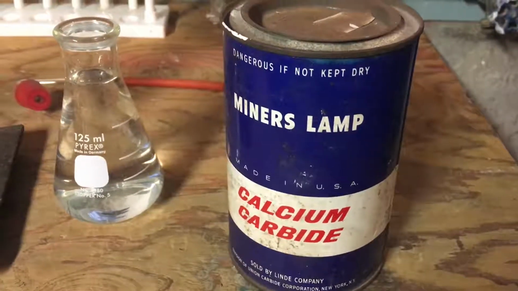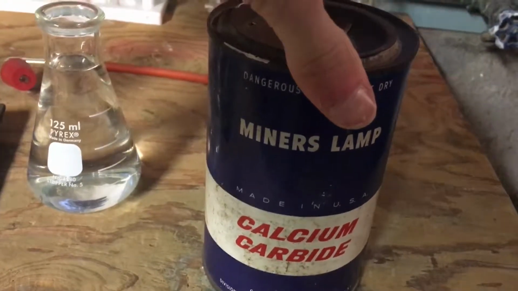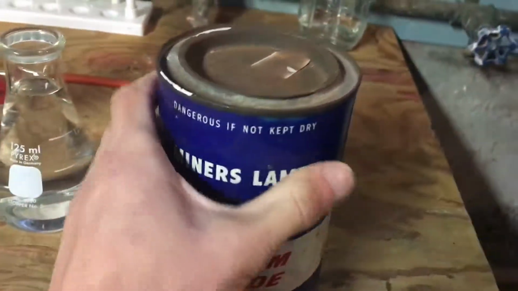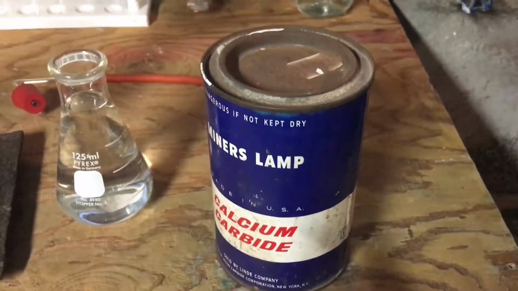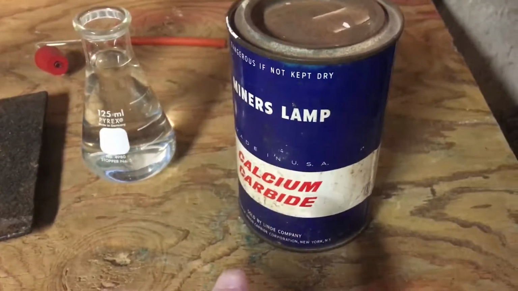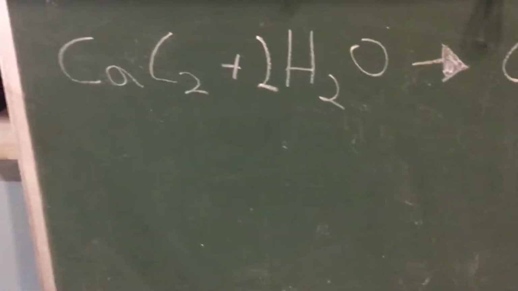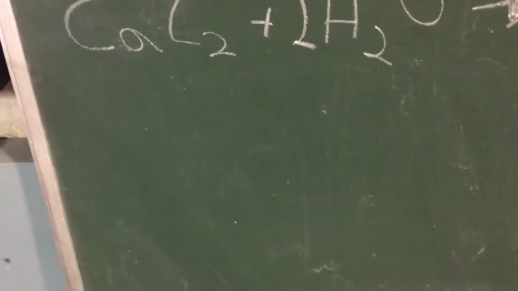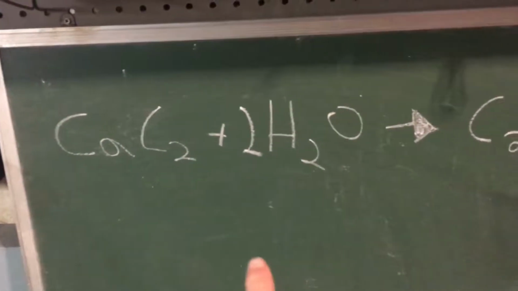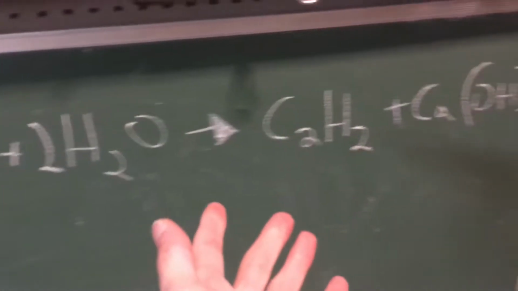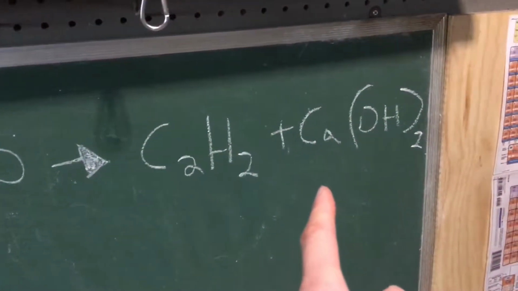Hello everyone. Today I'm going to be testing my sample of calcium carbide. Unfortunately, it's quite old, so I predict most of it has decomposed by now, but it's still worth a test. If this was new and was pure calcium carbide, CaC2, it usually decomposes with a reaction with water to create acetylene gas and calcium hydroxide.